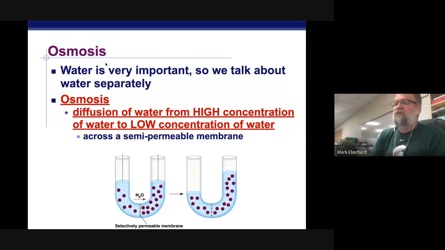You'll see in the first picture, the water levels are equal. You have equal water levels on the left and equal water level on the right. What's not equal is the molecules, what we call the solute. And here's the key to water.